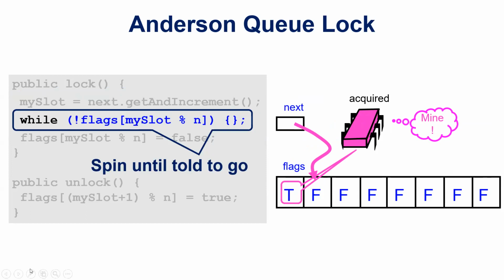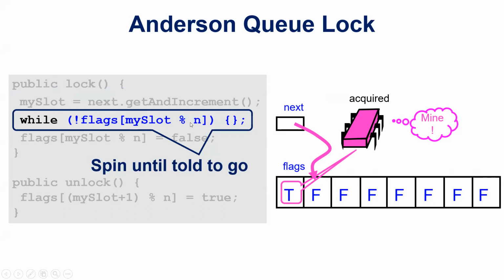So here it is pointing to the next location. Next, while not of flags[my slot modulus n]. Here, this represents a busy wait loop, which means wait until the predecessor has released the lock. So it will keep on spinning on this particular block, this is called the wait loop.